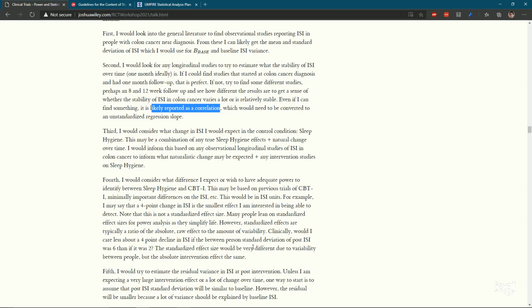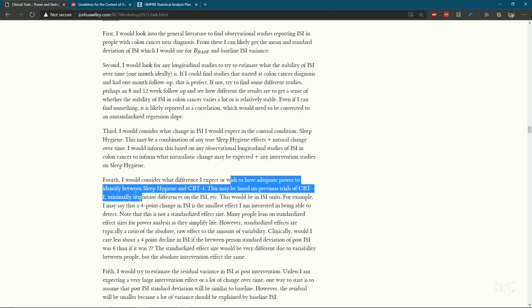Is that, and try to get an estimate of that. And I'd combine that with what I thought the naturalistic change was going to be, and together use that to say what that estimate is. Fourth, I'd consider what difference I expect or wish to have adequate power to identify between sleep hygiene and CBTI.